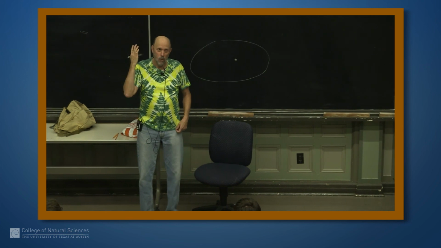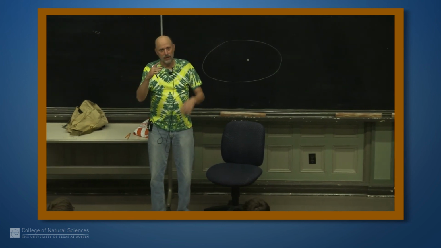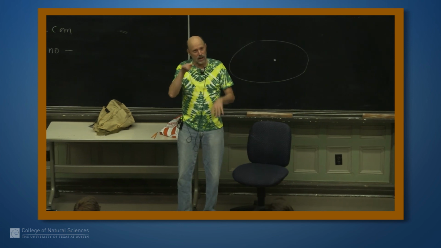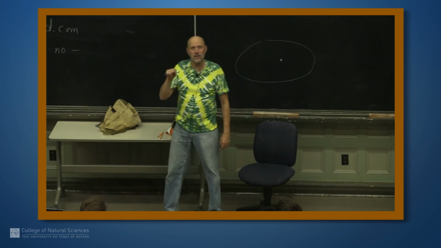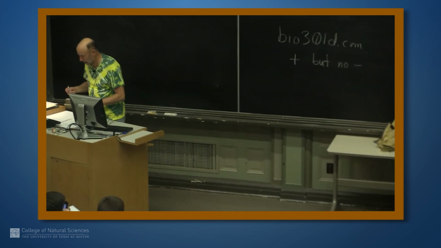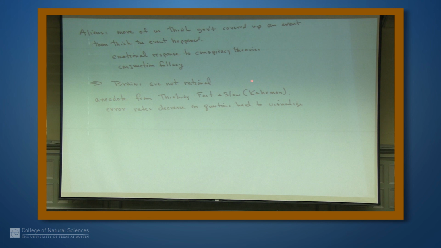I wouldn't have guessed that, but people get more right answers when the questions are difficult to read. Not the wording, but just the letters are hard to read, and that's because apparently it engages their brain more, which makes no sense, right? But that's the way it is. So error rates decrease on questions that are hard to, I should say, visualize rather than read.